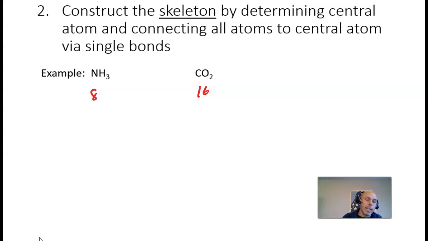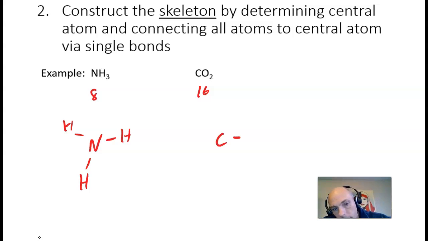The best way is that the central atom always has the lowest electronegativity of all the elements in the compound. And nitrogen has a lower electronegativity than hydrogen. So does carbon have a lower electronegativity than oxygen. So nitrogen will be central, carbon will be central. So we draw the symbols, and then we connect the central atom to the other atoms via single bonds at first. They may become double later. For now, we have them as single. And here is the skeleton for carbon dioxide.